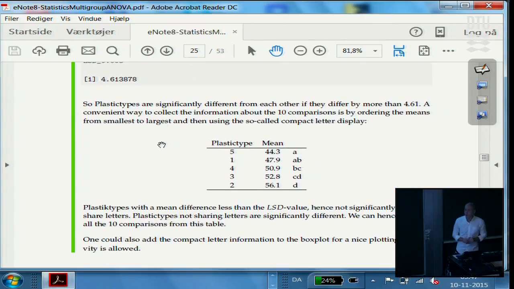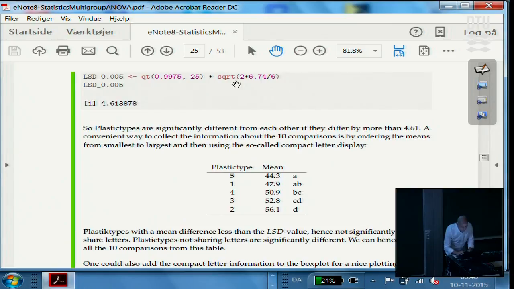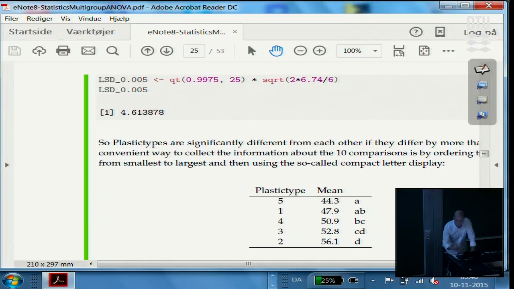Then, when we have done that, one classic way of reporting the result could be something like this. Look at that. We have a T quantile with the right degrees of freedom, 25, because I had 5 groups of 6 observations in each. That's 30 minus 5, that's 25. And then we had this LSD, which is basically the confidence interval formula with the square root of 2. You can find the method box in the note. And then we take this 4.6.